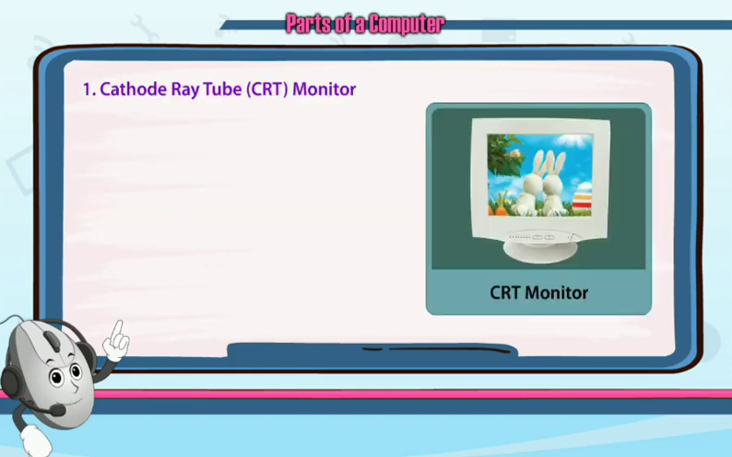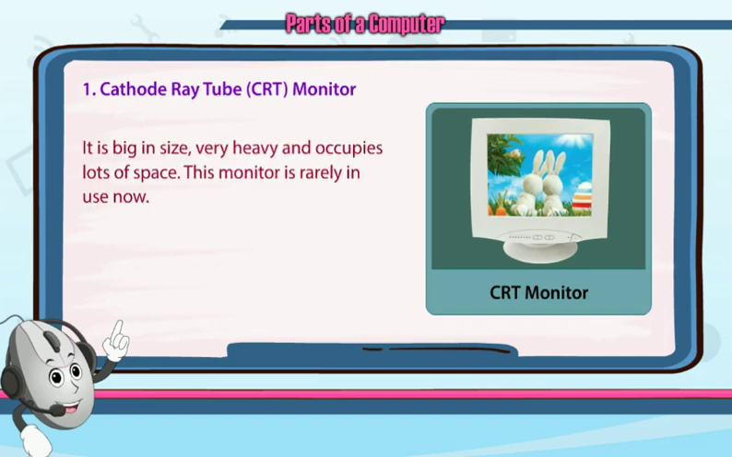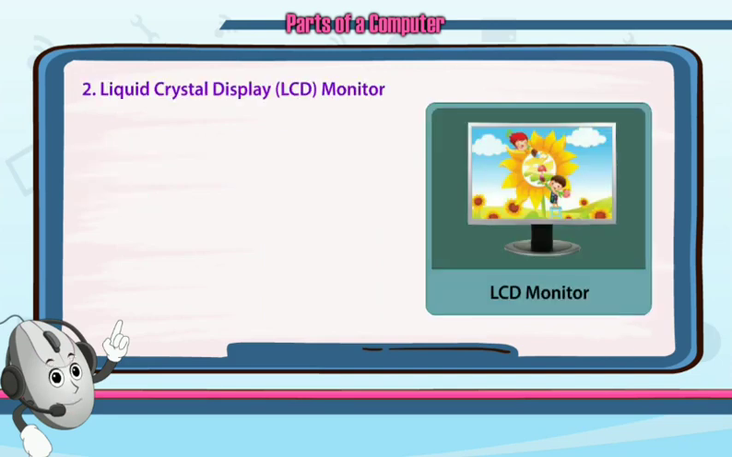There are three types of monitor. CRT, cathode ray tube monitors. Here is a picture of a CRT monitor. It is big in size, very heavy and occupies lots of space. These monitors are rarely in use now.